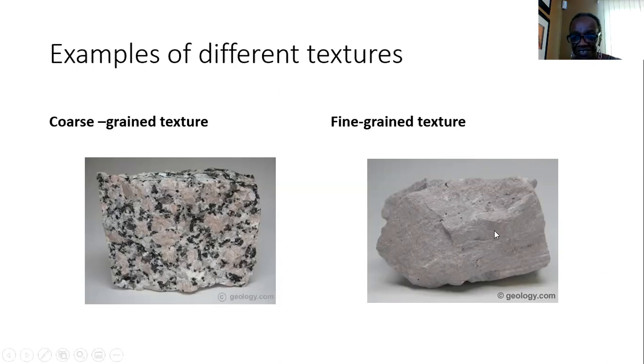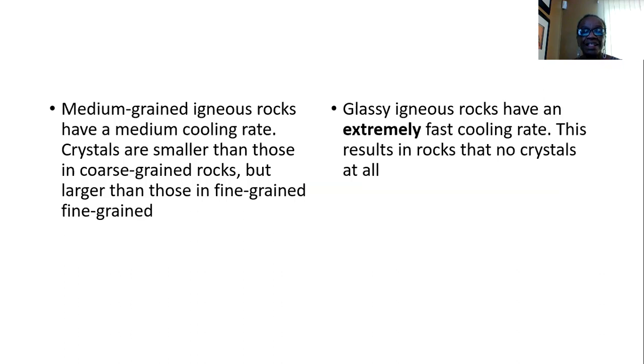And here's a fine grain texture. Fine grain textured igneous rocks, we can refer to them as extrusive. Then we have medium grain igneous rocks, and they have a medium cooling rate. And you saw that on the diagram that I showed you, where the coarse grain igneous rocks have large crystals, as the magma moves up, the cooling rate decreases, and the crystals are going to get smaller. And so that's the medium-sized crystals.